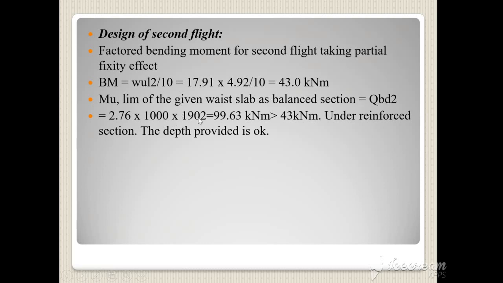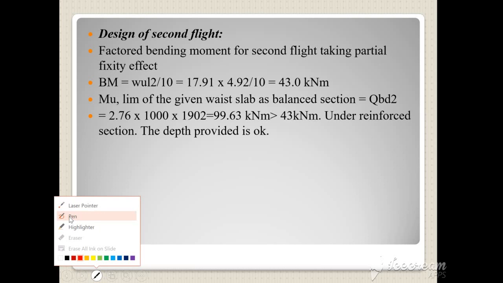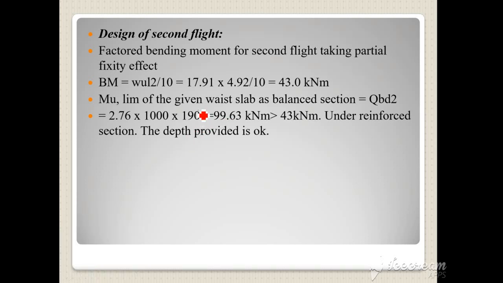B is 1 meter strip. D square, this is 190 raised to 2. This is not 1902, it is 190 raised to 2. There is a correction here. So this is 190 square, not 1902. So which is coming around 99.63 kilonewton meter, which is greater than the acting moment. So the limiting moment which is provided by this section is 99.63 kilonewton meter, which is greater than the required. So under reinforced section, the depth provided is okay. Whatever depth we have provided, that is sufficient.